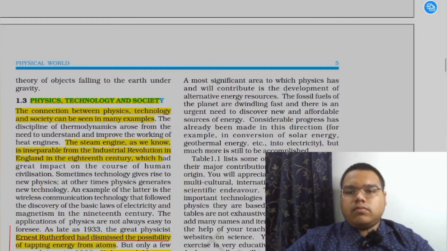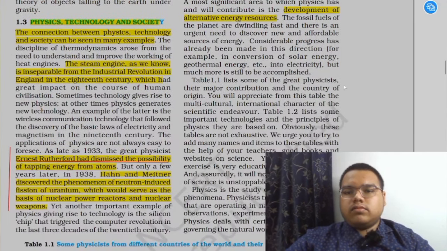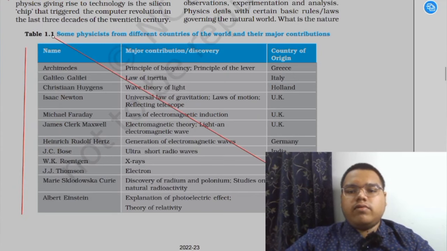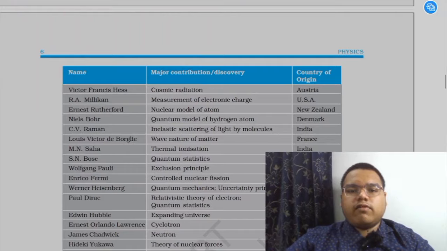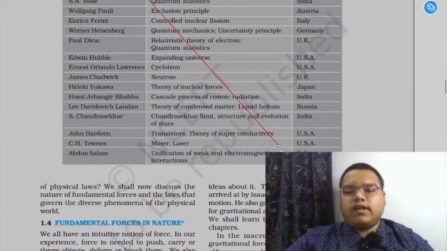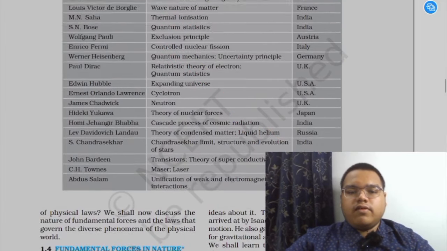Now this is the development of alternative energy resources, like solar energy and geothermal energy into electricity. Just give a reading through this chart. Don't memorize this now. You will obviously memorize this later on. If you are starting in class 11, don't memorize this, and one who has done class 12 knows most of this. Okay.